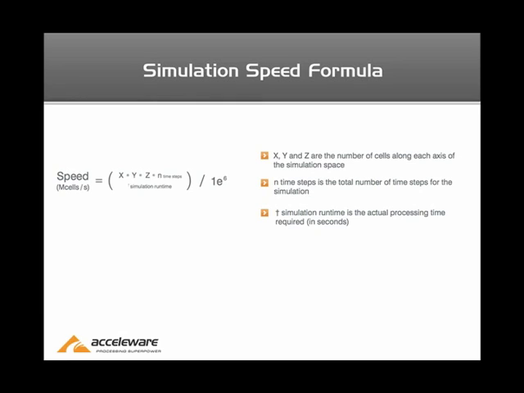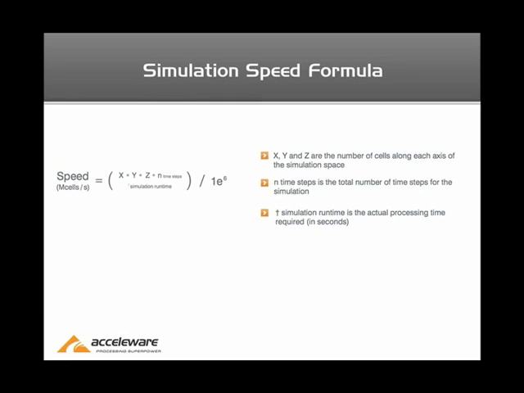It's calculated by taking the X, Y, and Z dimensions, so the number of cells along each axis, multiplying by the number of time steps, and then scaling it by 1,000,000. You also need to divide by the simulation runtime, the actual simulation wall clock time, to determine your throughput number in megacells per second.